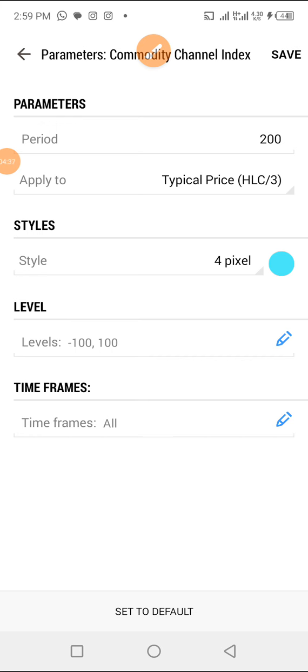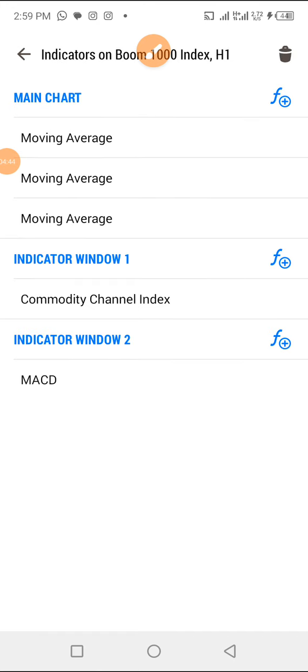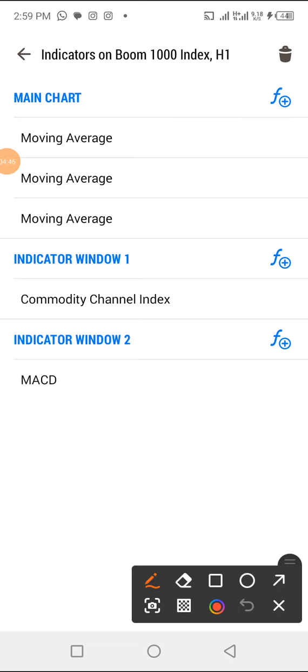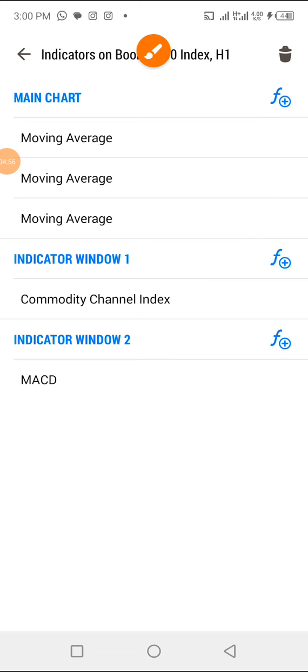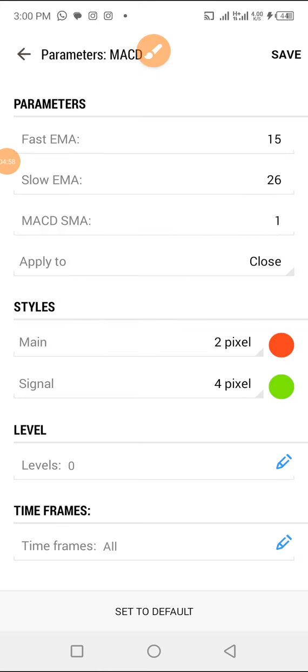Then lastly we have the MACD. Exactly, the MACD. So you also click on this icon here. Once you click on it, you search for MACD. It should be under the oscillator, and here are the parameters. The fast EMA should be 15, the slow EMA should be 26, while the MACD EMA should be 1. So your main and your signal should be different colors, then you click on save.